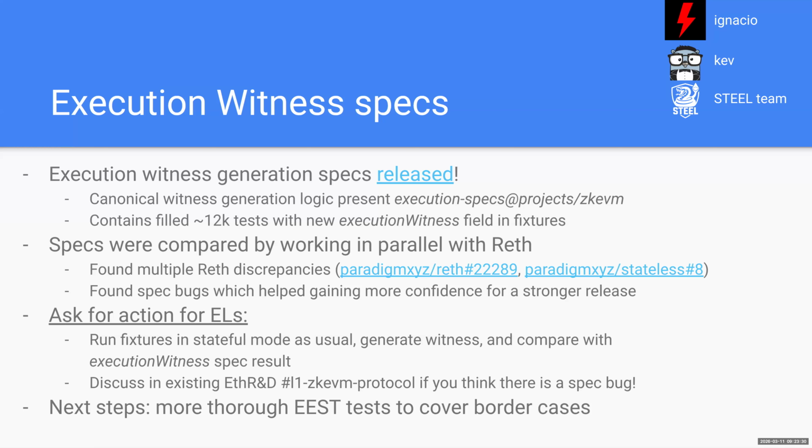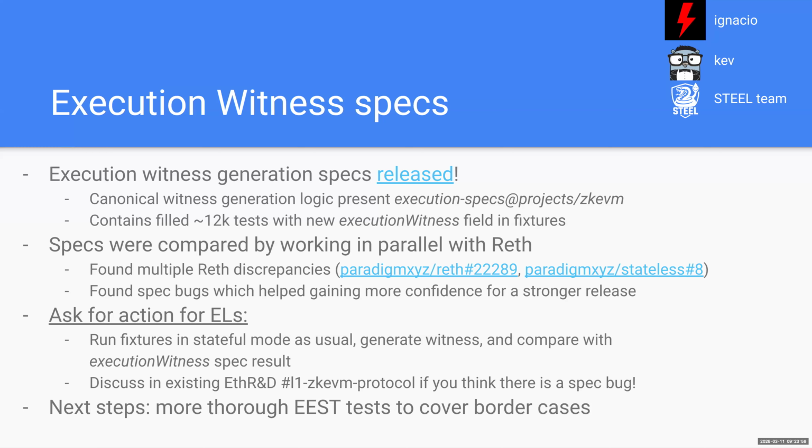So the concrete ask for action here for other ELs is basically to run all these fixtures in the release in stateful mode as usual. You make the EL generate the execution witness for the test block, and you compare it against the execution witness field from the fixture to see if your EL is generating the execution witness in the same way as the specs.